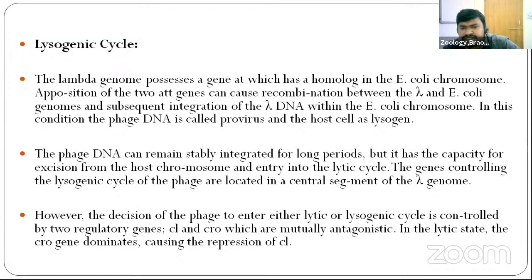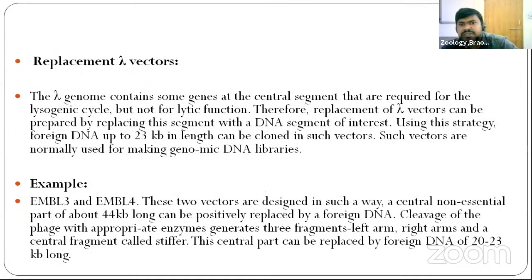However, the decision of the phage to enter either the lytic or lysogenic cycle is controlled by two regulatory genes. These are the CI and Cro genes, which are mutually antagonistic. In the lytic state, the Cro gene dominates, causing the repression of CI. Next, replacement lambda vectors.